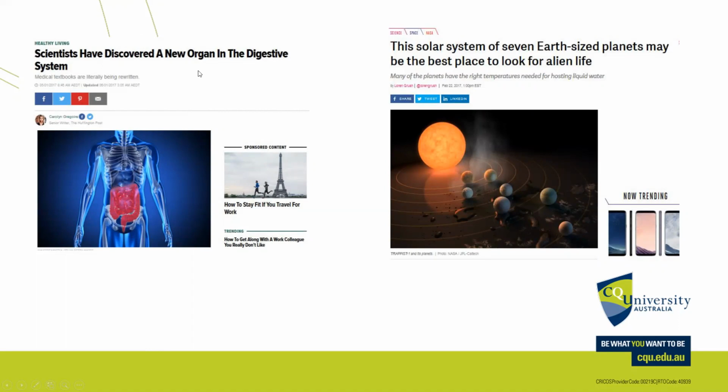And just to highlight that point, a couple of new things that scientists discovered just in the last 12 months: we've got a new organ in our digestive system that they never knew of before. They've now realised they've been wrong all along. And of course, we're talking about Earth-sized planets and alien life. So we're talking about a whole range of new discoveries in science all the time, including new species and a whole range of things. So science continues to falsify itself.